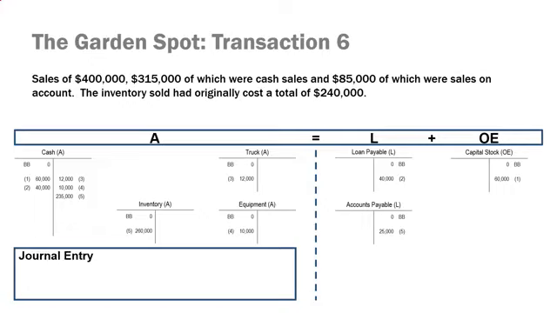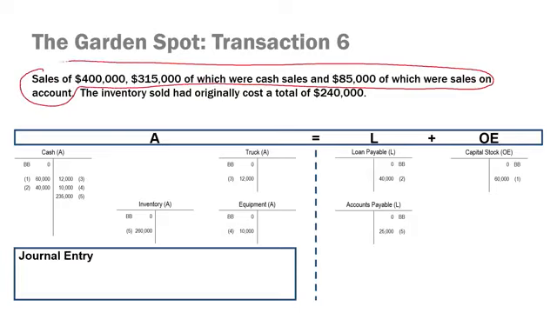I'm going to suggest that we treat this transaction as two parts. The first part will be the recording of the revenues or the sales that occurred during the year, and the second part will be recording the cost of the inventory that had been sold. So let's start by recording the sales.